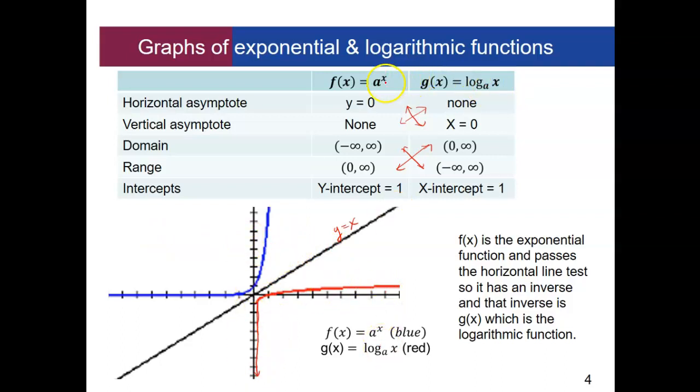So in order for them to be inverses of each other, this base and this base do have to match. Like if I had 2 to the x and log base 2 of x, those would be inverses of each other. If I had 3 to the x and log base 2 of x, those are not going to be inverses of each other because their bases don't match up. So the bases do need to match up for them to be inverses of each other.